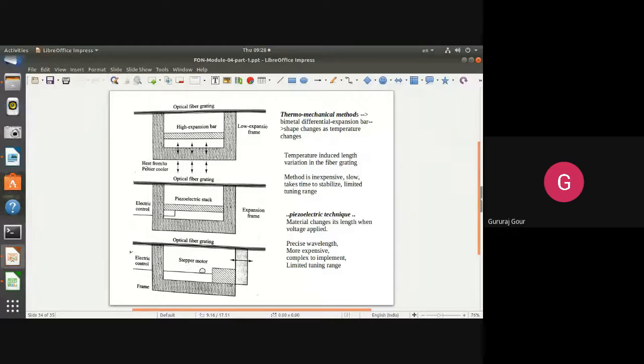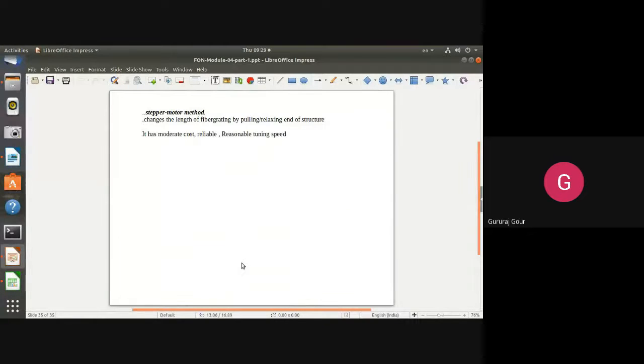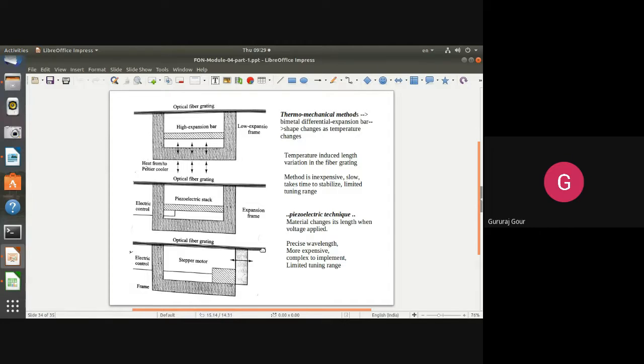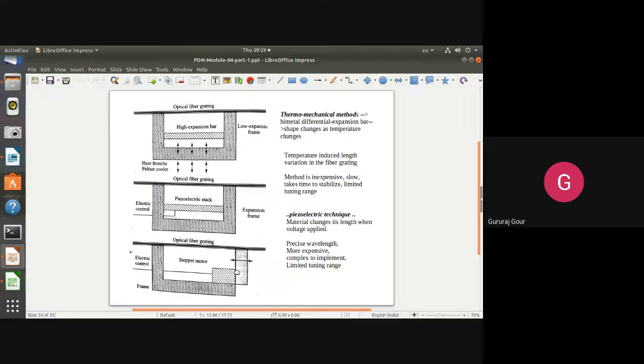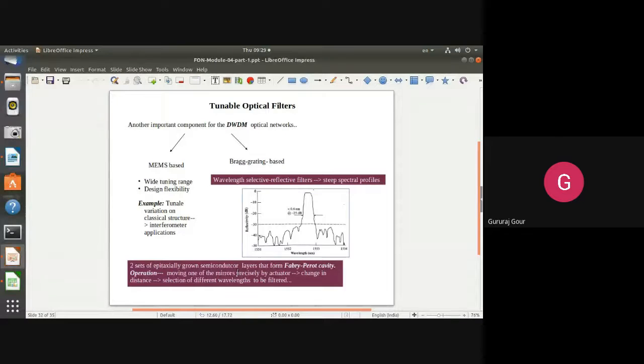The third one, we are getting the stepper motor mechanism. We are able to control the actuation function of this optical fiber grating. Here the stepper motor changes the length of the fiber grating by pulling or relaxing the end of the structure. It has a moderate cost, is reliable and has reasonable tuning speed. So compared to all three mechanisms, the last one using the stepper motor appears to be more reliable and reasonable. So like that, you try to compare the methods also, as it has not been given here. In this way, you are able to elaborate the things here.